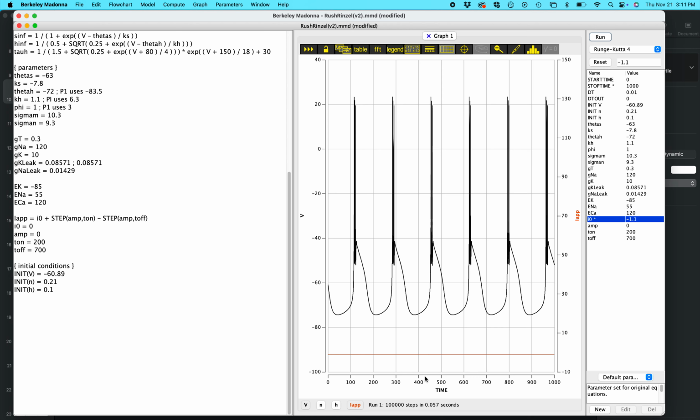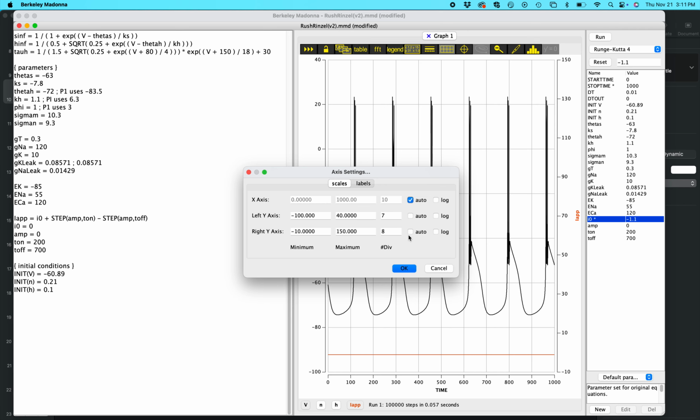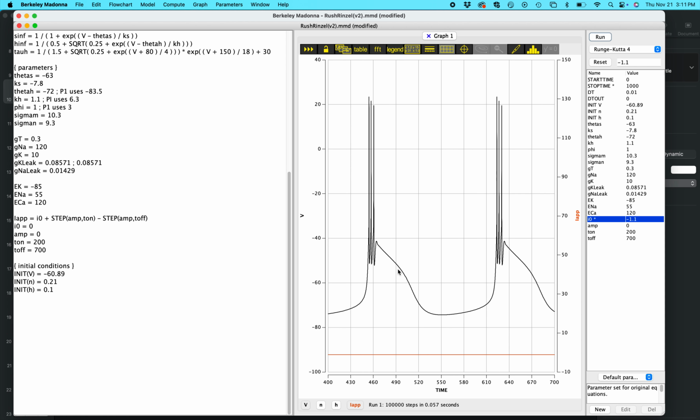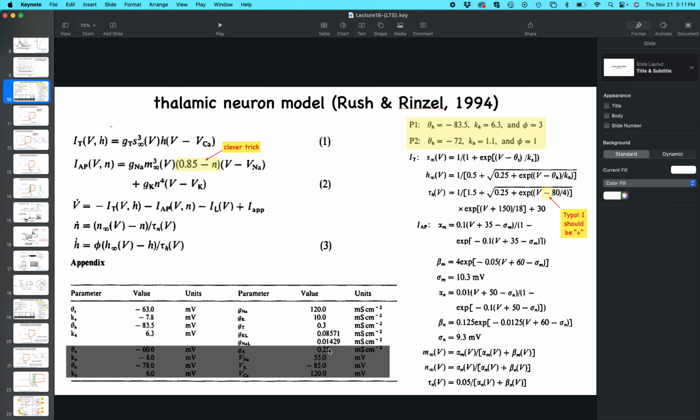Let's take a look at one of these bursts. I'll vamp a little bit, 400 to 700 maybe. And then I want to show you the clincher. So there's your low threshold spike bursts. Now let's go back to the lecture for a moment.